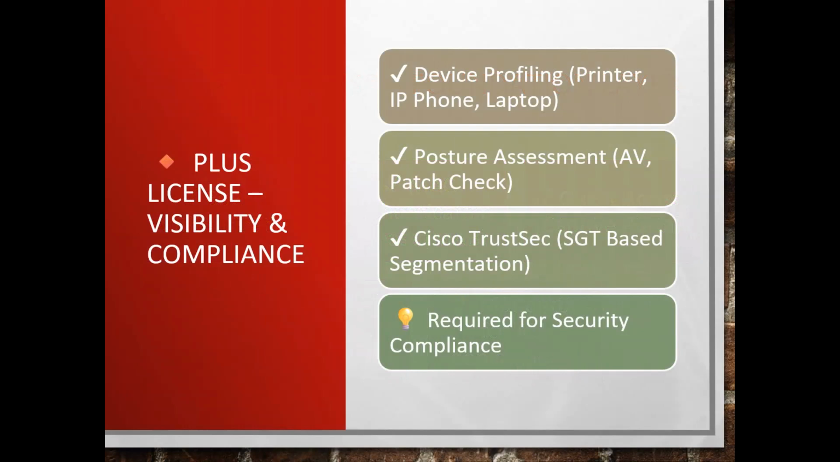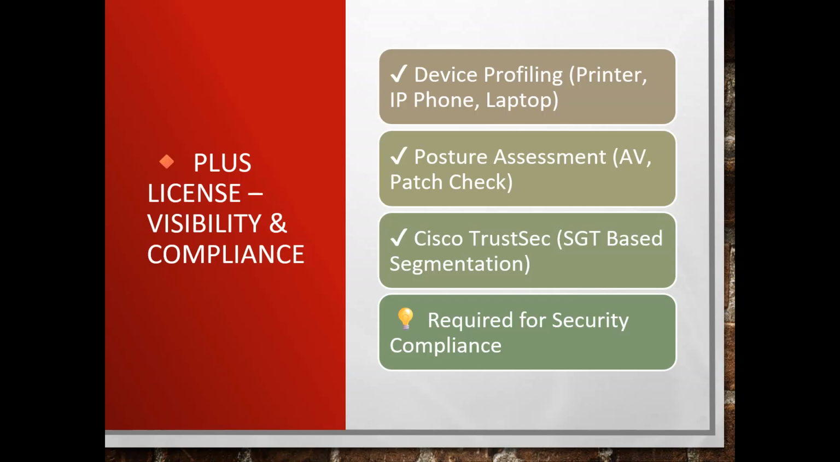So the next topic is the Plus license. Plus license is built on top of Base. It adds advanced visibility and security checks. The first major feature is profiling. Profiling means Cisco ISE can automatically identify what device is connecting, for example laptop, mobile phone, printer, IP phone, CCTV camera, medical devices. This is very important because you should not treat every device the same way. A printer should not have the same access as a laptop. Profiling helps you apply smart policies.